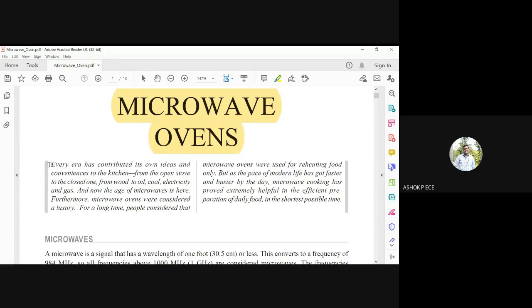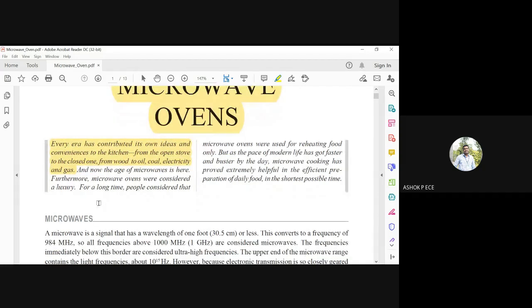So you know that with respect to cooking, every era has contributed many ideas to the kitchen, from open stove. In those days, we'll be using open stove, not a closed one now, from wood to oil. Previously, they were using wood. Then they were using oil, kerosene. Then they were using coal, then electricity, and now we are using gas. So now, after gas, what is the thing? Now, microwave ovens are here to help us in this part.